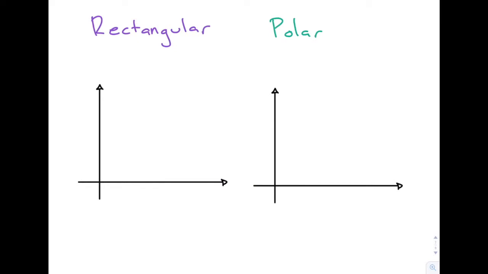So first, I thought it might be useful to contextualize polar coordinates by thinking about rectangular coordinates. So with rectangular coordinates, we have an ordered pair with an x and a y. Typically, we start at the origin, walk over x units, and then go up y units to get to our xy coordinate pair.